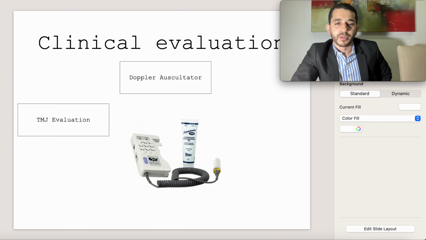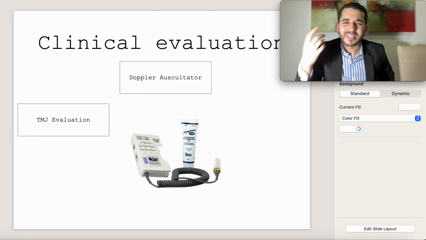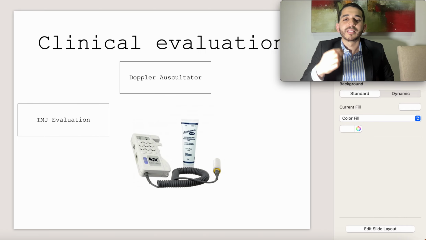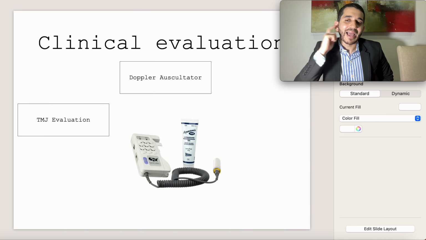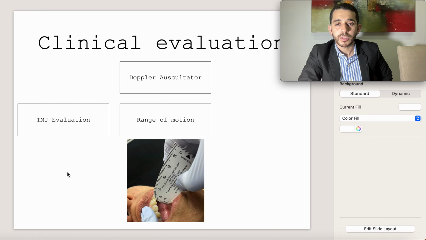So how are we going to evaluate the TMJ? We need to use the Doppler acoustator. It's basically a sound amplifier that will help us listen to what is going on in the movement of rotation of the medial pole and translation of the lateral pole. So if we have a click, if we have a crepitus, we will take note of all of that to gather this data and analyze it in the treatment planning session.